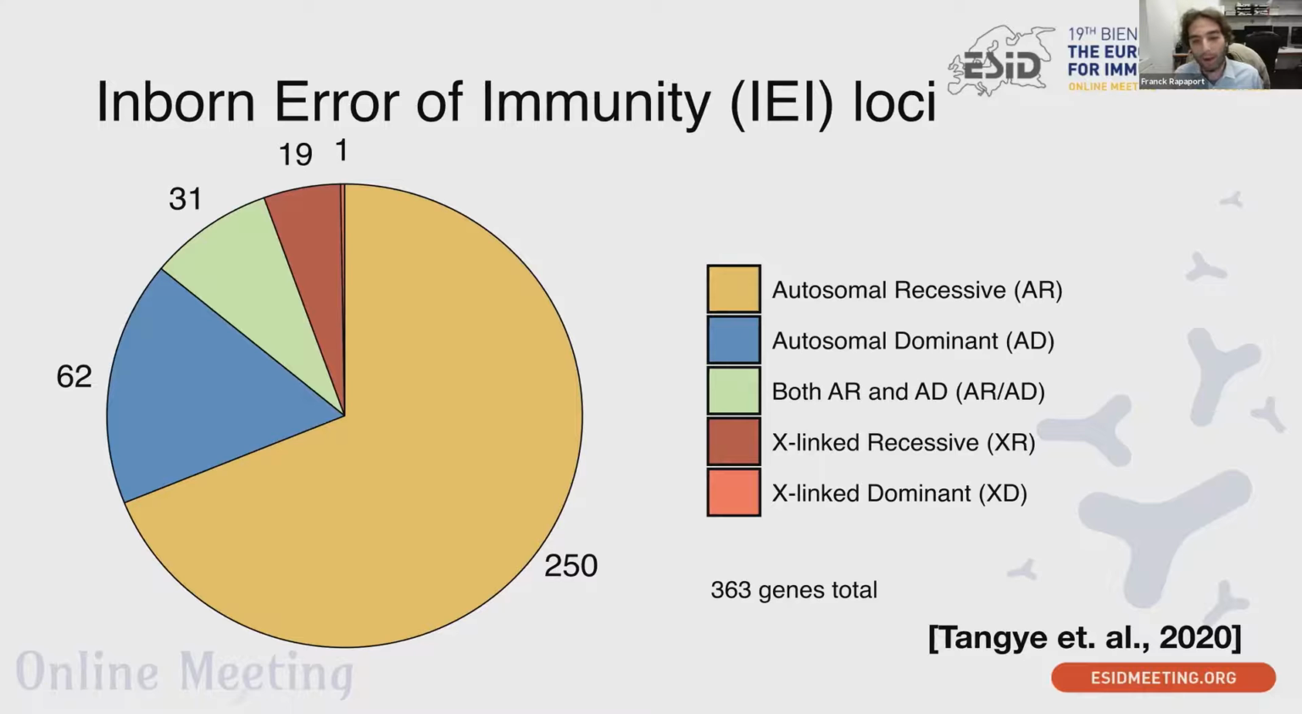There are 363 genes in the latest inborn error of immunity classification for which we were able to obtain a negative selection score. More than two-thirds of those underlie autosomal recessive disease. 60 or so of those underlie autosomal dominant disease. 30 of those underlie both recessive and dominant disease. And there are 20 genes that underlie X-linked disease, with 19 of those being X-linked recessive and only one, WAS, which is X-linked dominant.